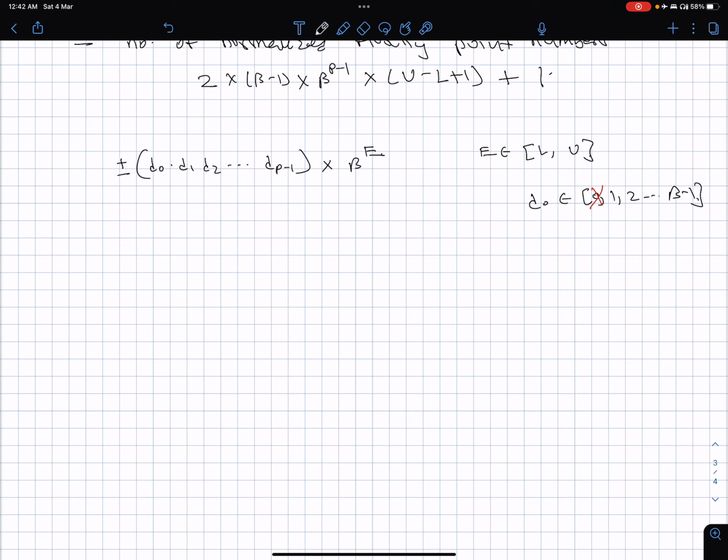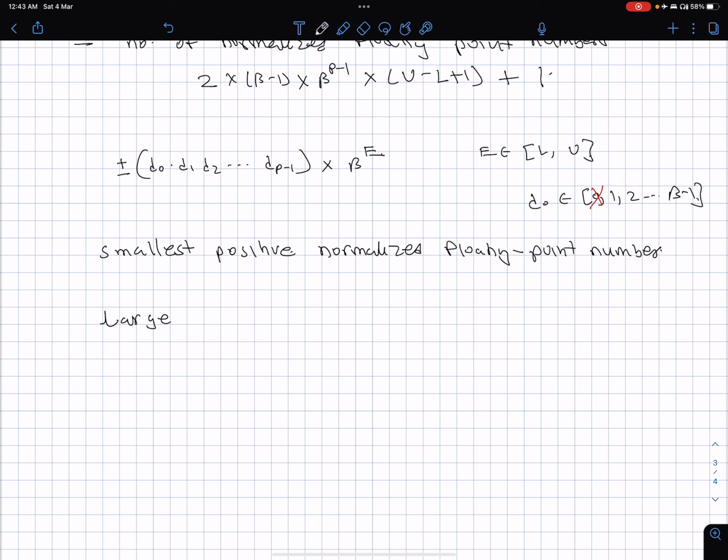So the next question is, if the number is non-zero, what is the smallest positive normalized floating point number that can be represented? And similarly, what is the largest positive normalized floating point number that can be represented? The smallest number is actually called the underflow level.